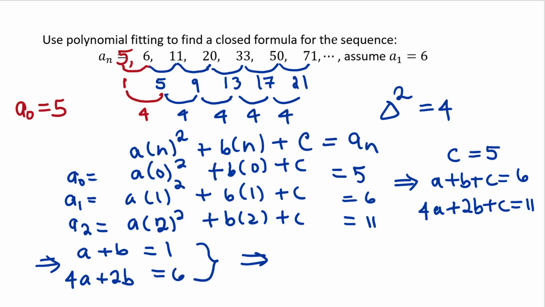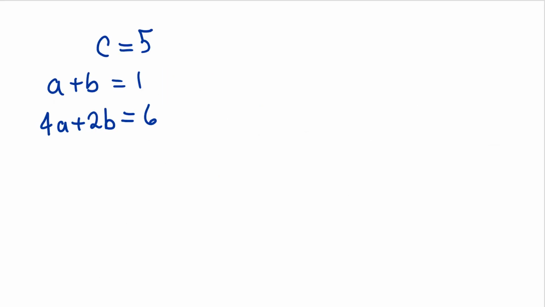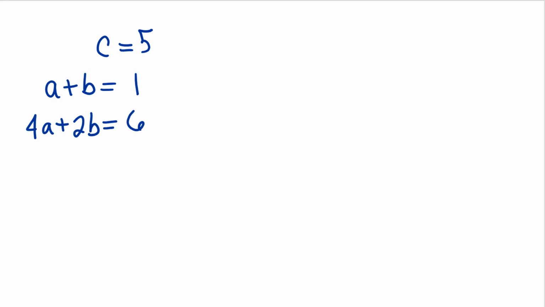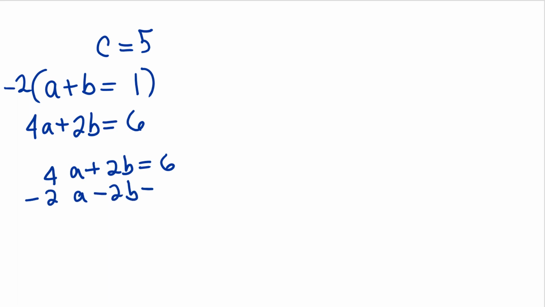Solve this system of linear equations. At this point, you're more than welcome to use your technology to solve it, but just for practice, let's do elimination. I'll solve this by multiplying the first linear equation through by -2. Then the 4a plus 2b equals 6. Distributing the -2 to the first equation will give me -2a minus 2b equals -2. Let's vertically add. 4a minus 2a is 2a. The b's cancel. 6 minus 2 is 4. I get a equals 2.